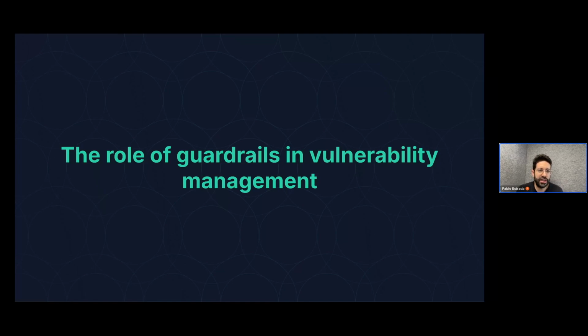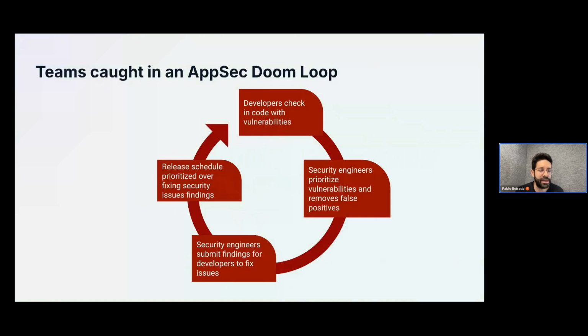One of the challenges that we see very often is what we call teams being caught in an AppSec doom loop. It really starts at the top in the middle here, with developers writing software, checking in code, and that code having vulnerabilities. A very common part of the process. Then, depending a little on the resourcing of a team, security engineers prioritize vulnerabilities, possibly remove false positives, doing some type of triaging or analysis, often before those issues are presented to developers.